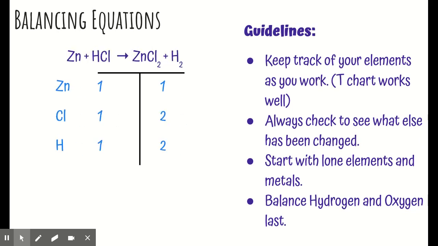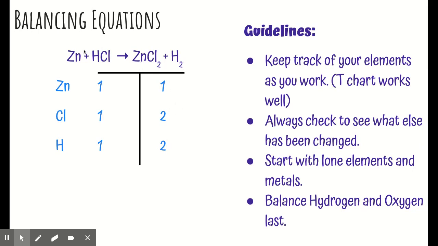Okay, so we're going to show you the start to finish product. This is what I'm starting with here. I have zinc plus hydrochloric acid, or you could say hydrogen chloride, and that's going to yield or produce zinc chloride plus hydrogen gas. So what I'm starting with, I have 1 zinc on the left-hand side, 1 chlorine and 1 hydrogen. On the right-hand side, I have 1 zinc, 2 chlorines, and 2 hydrogens.